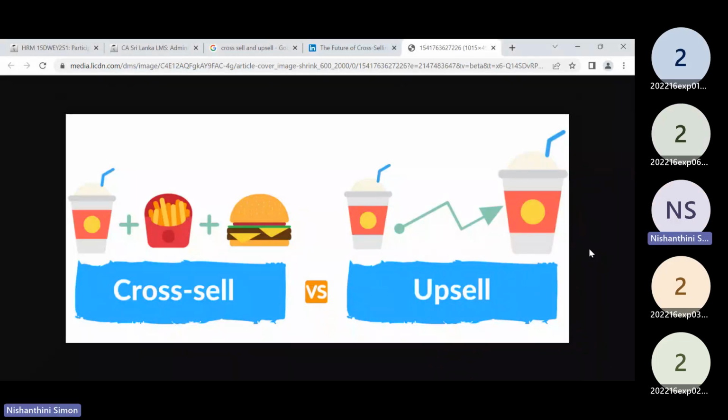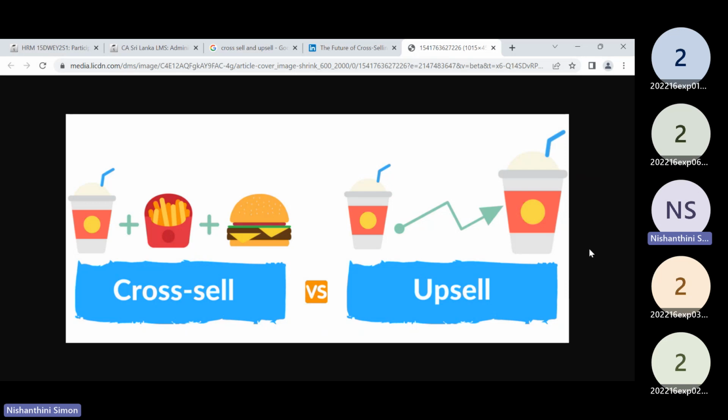So we'll take a simple example to get to know about cross-sell and upsell. After a tiring shopping day, maybe around 4 p.m. on a Thursday, you are going to one of the shopping food outlets to have a soft drink.